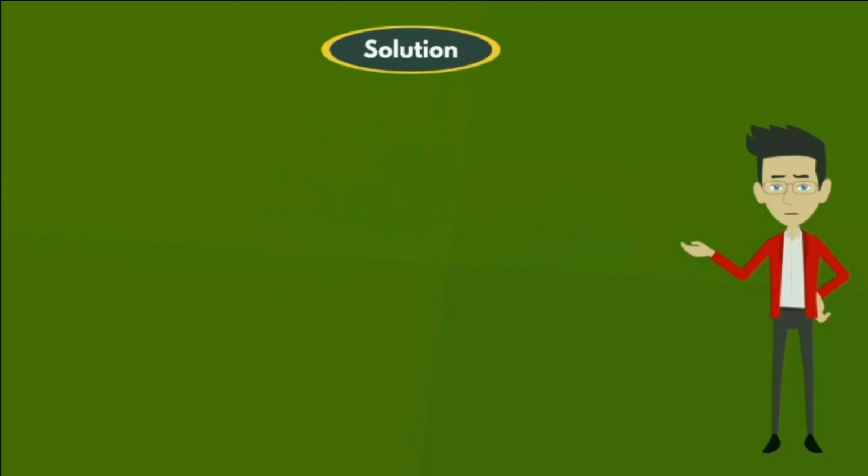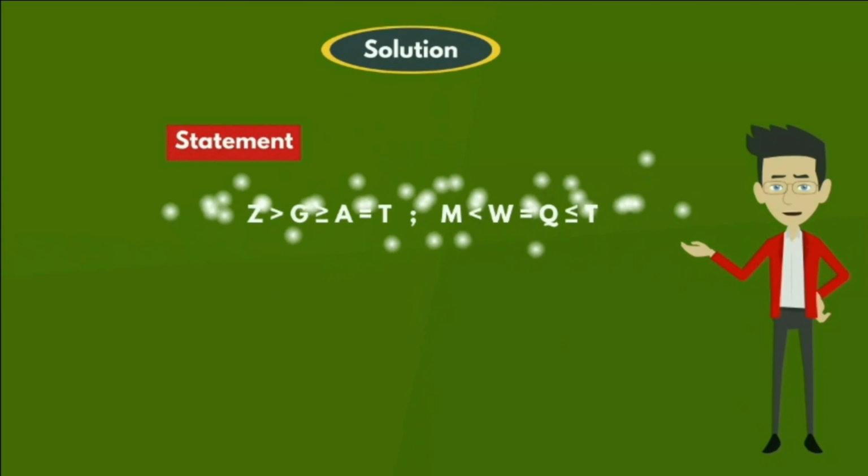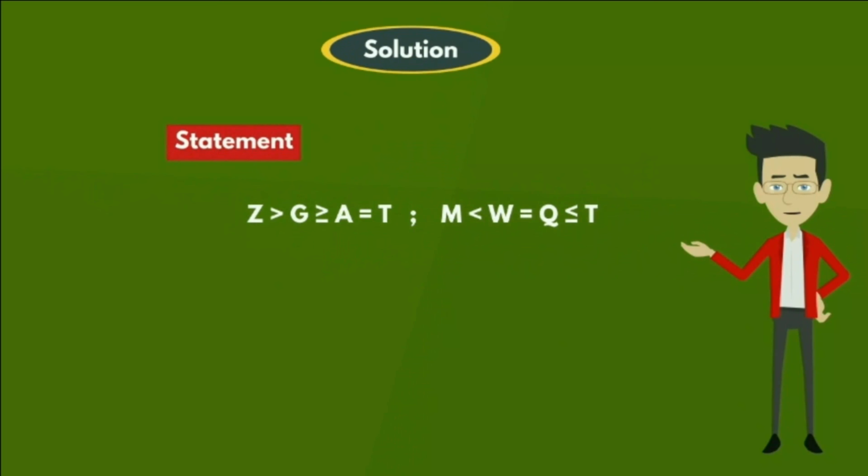Let's see the solution. Here the statement is Z greater than G greater than or equal to A equal to T. M less than W equal to Q less than or equal to T. Let's check with the conclusions. Conclusion 1. G greater than W.